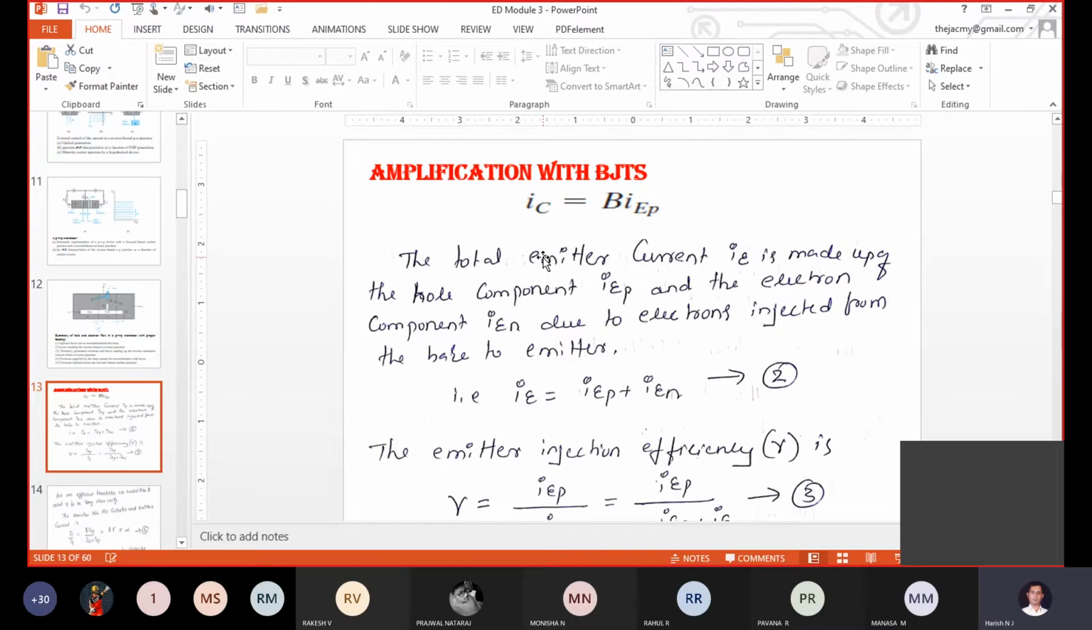So the second one: use DC and low frequency AC signal. If you want to use a DC source for biasing the transistor, you can use it. If in case you want to use an AC signal for biasing your transistor, you have to choose a very low frequency signal.